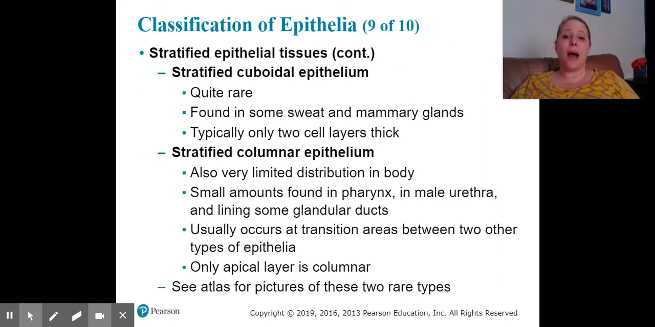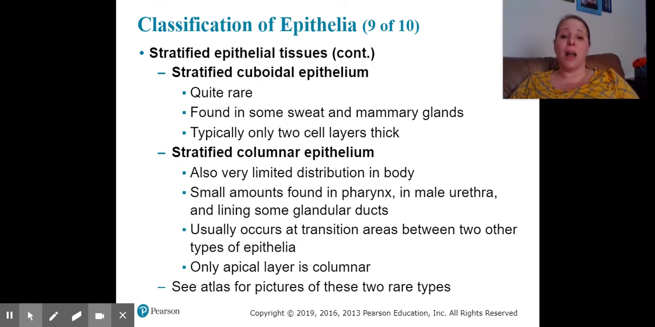All right, now stratified cuboidal. Stratified cuboidal is actually very rare, and it's usually just 2 layers. It's only found in some sweat glands and mammary glands. So you're not going to see these too often if you're a male, and depending on what kind of sweat glands you have.